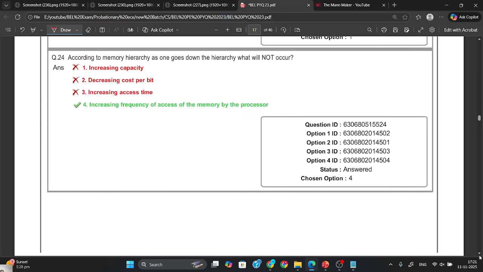Now, the next one: according to the memory hierarchy, as one goes down the hierarchy, what will not occur? If one goes down, it will increase the capacity, and it will also decrease the cost per bit, and it will increase the access time, but it will decrease the frequency of access to the memory by the processor. But since it asks what will not occur, it will not increase, it will decrease. So option D is the right answer.